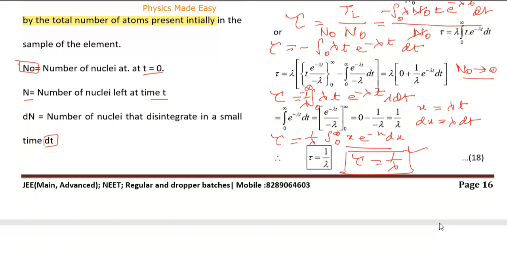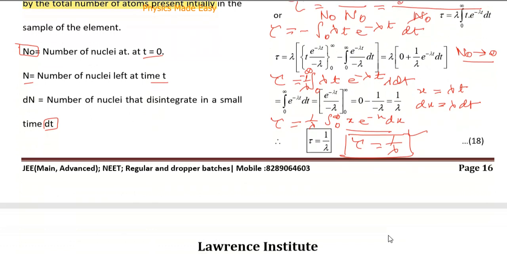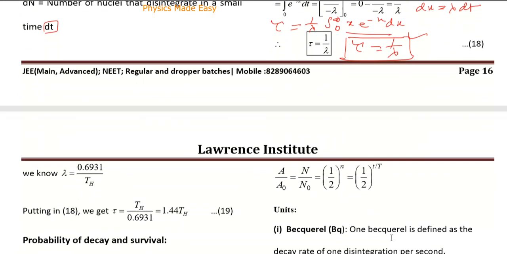This is what we have learned. We know that the half-life T H is 0.6931 divided by lambda.